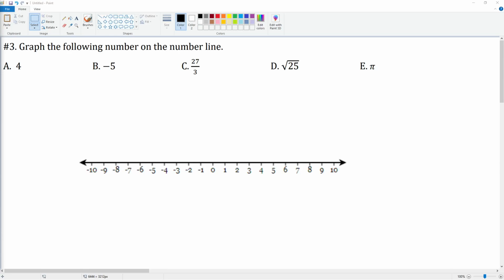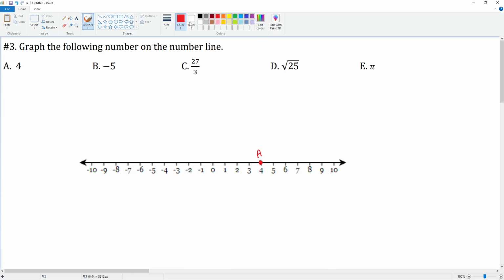We're going to graph the following numbers on a number line. A is the number 4. Number 4 is a regular natural number, whole number, integer, and that can just be found directly on the number line. So we can just put a dot here at the number line at the value 4, and we place in that value of A.